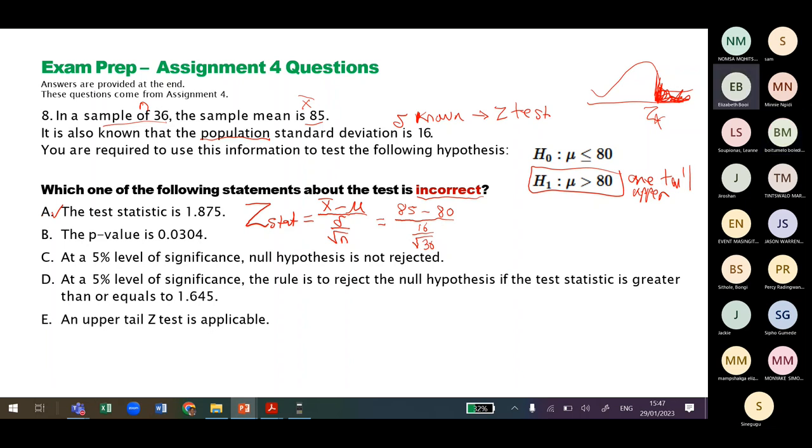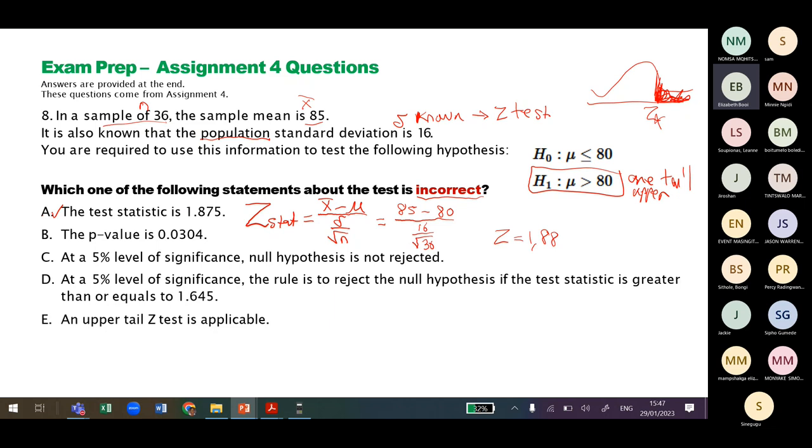That's good. And then number two says we need to find the p-value. Now, if our z-stat is 1.875, to go to the table we need only two decimals. So we're going to be using z of 1.88, because we need to round it off correctly.